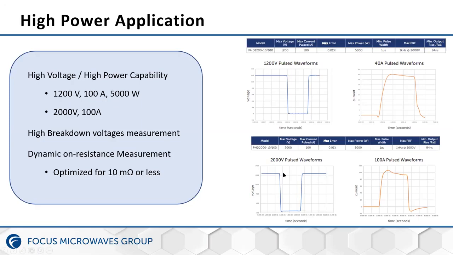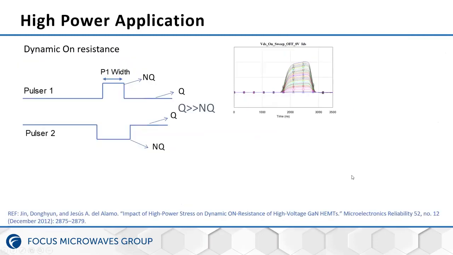These pulsar heads offer a minimum pulse width of around 1 microsecond and a rise and fall time of around 84 nanoseconds. These properties make these pulsar heads a very unique product presently available in the market. For high power applications, a very common test that is performed in the industry is called dynamic on resistance measurement. Now, what is this dynamic on resistance measurement?